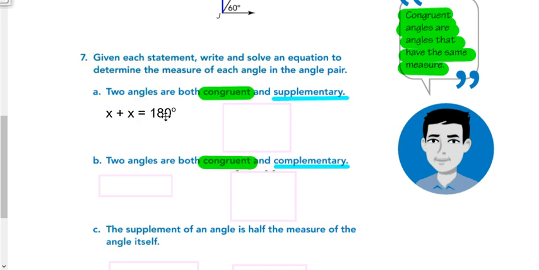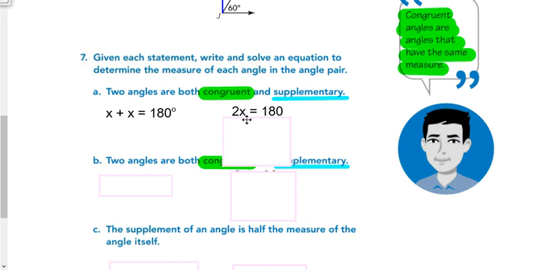How I got 180 is from this. Supplementary tells us that two angles added together should be 180, and the two angles they said are congruent, meaning they're the same. So I'm gonna have x plus x is equal to 180. Okay, so we're supposed to figure out what x equals. There are two x's, so I combine them. So 1x plus 1x is 2x. 2 times x is equal to 180.